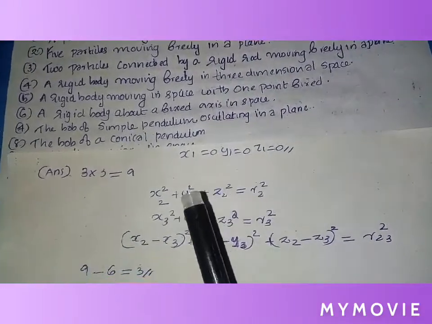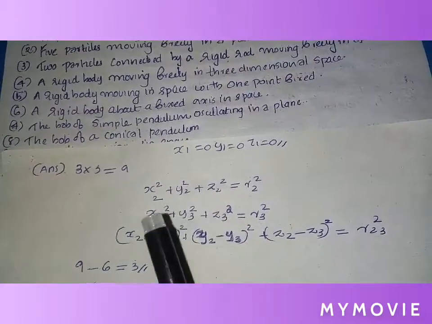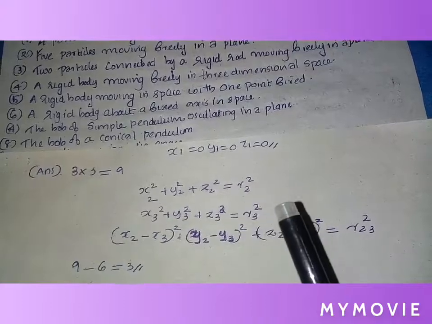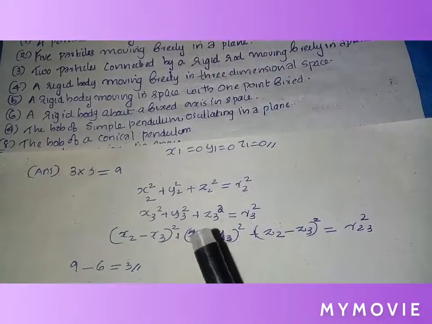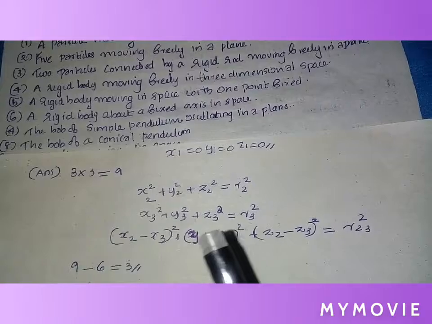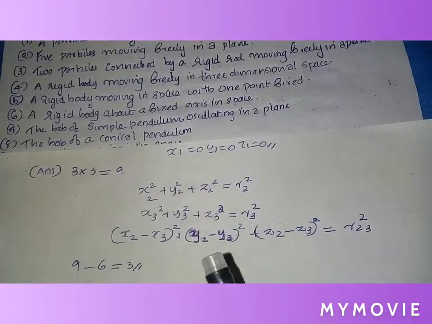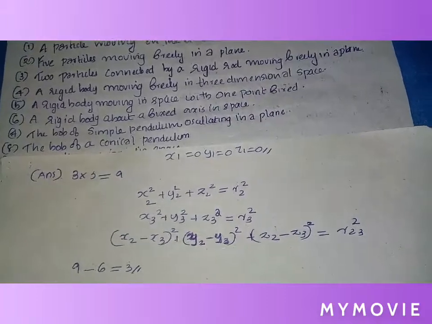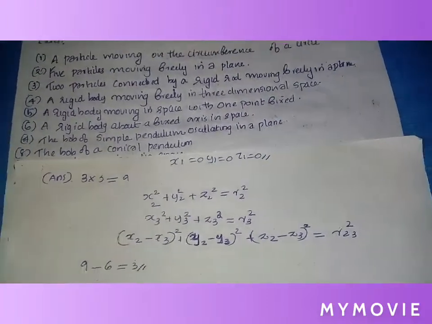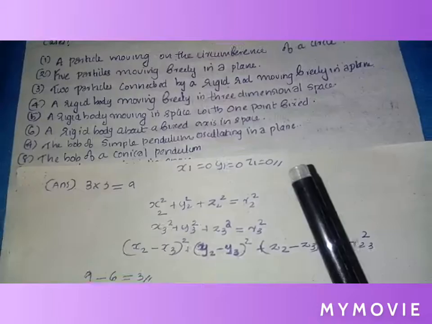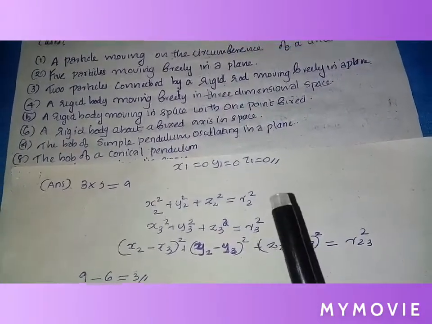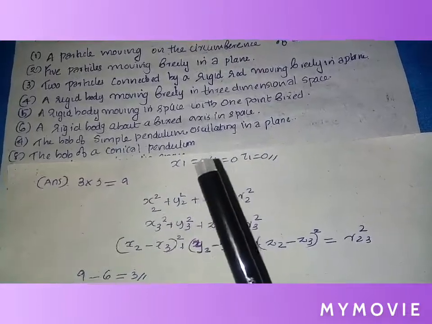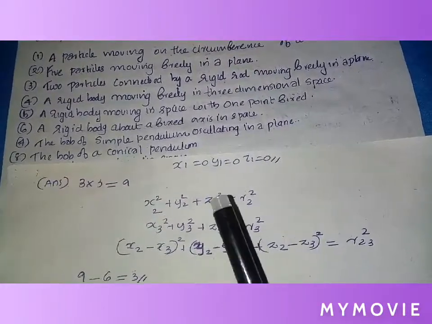Consider it is the origin. So we have the equations between the points: x2 square plus y2 square plus z2 square is equal to r2 square, x3 square plus y3 square plus z3 square is equal to r3 square, and (x2 minus x3) whole square plus (y2 minus y3) whole square plus (z2 minus z3) whole square is equal to r23 square. We substitute x1, y1, z1 equal to 0 in the previous equations, so we get the three constraints. Also we get the three equations because one point is fixed.